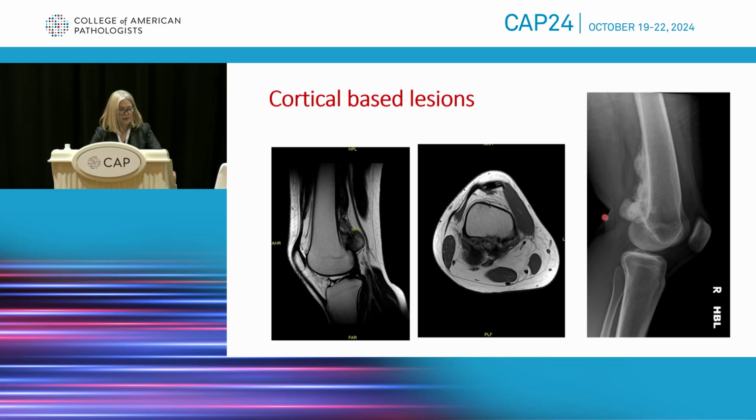Is a lesion cortical-based? It may or may not involve a little bit of the medullary cavity, but if it is largely cortical-based, you can whittle your differential diagnosis down to a handful of lesions. So there are 2 low-grade types of osteosarcoma that occur in this pattern, a parosteal or a periosteal osteosarcoma. And you can have things like cortical-based enchondromas, even very rarely a cortical-based chondrosarcoma that are largely cortical in their origin.